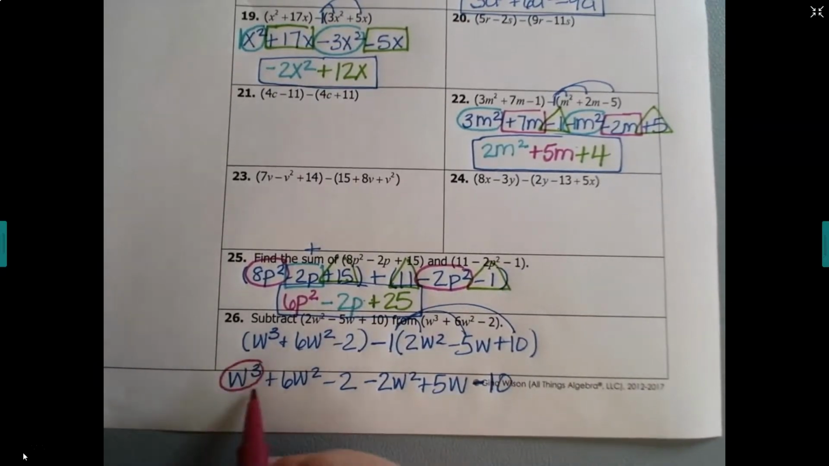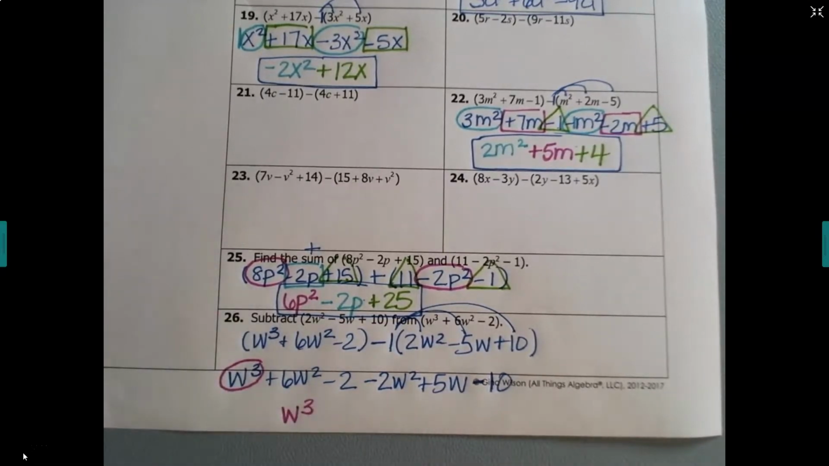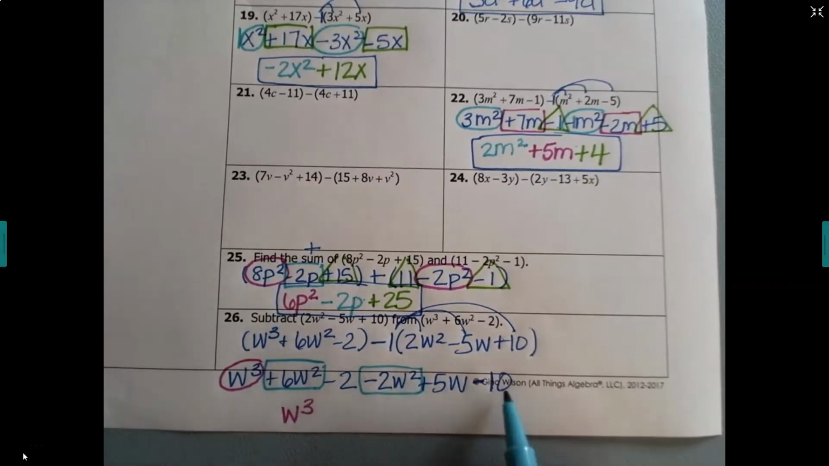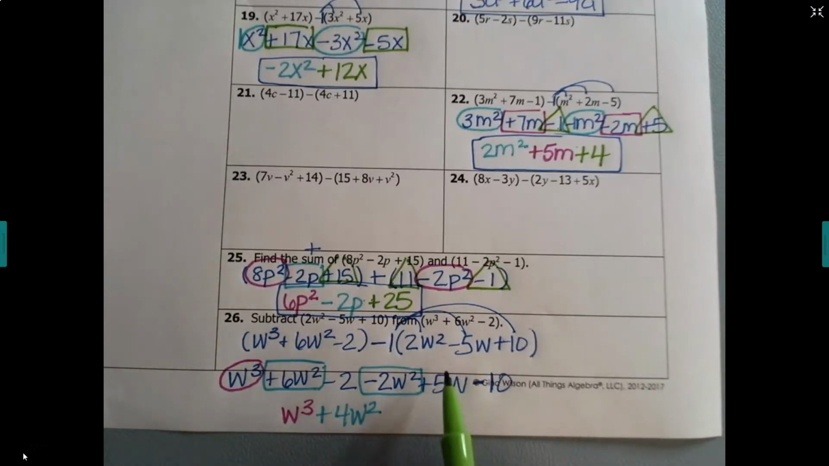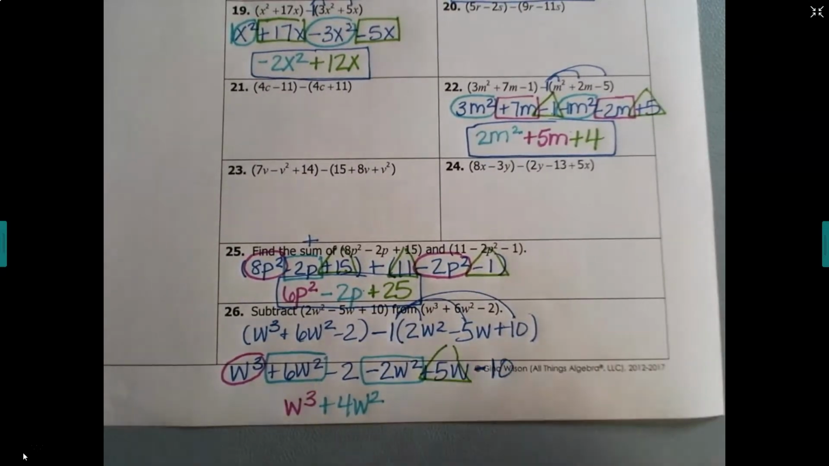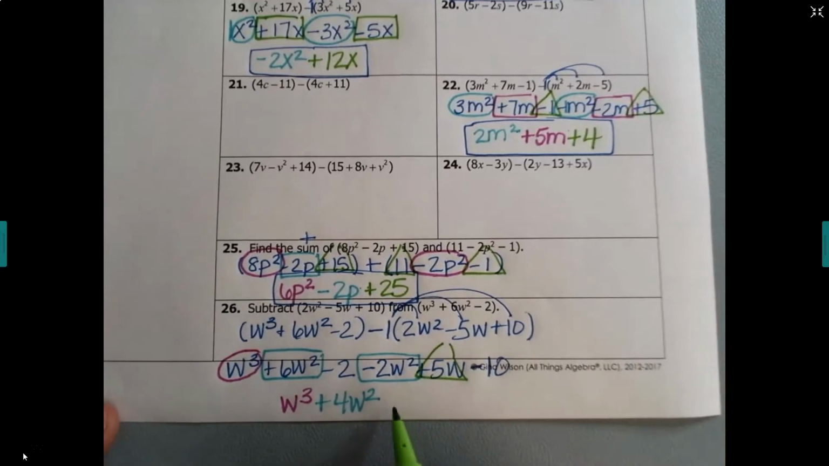I have a w cubed. When I look all the way through, it's the only one, so I'll just bring them down. Okay? Then I have a w squared. Any other w squareds? Those are the only ones. So 6w squared minus 2w squared is a positive 4w squared. I have a w. He doesn't have anybody who combines with him, so just bring him down, plus 5w.